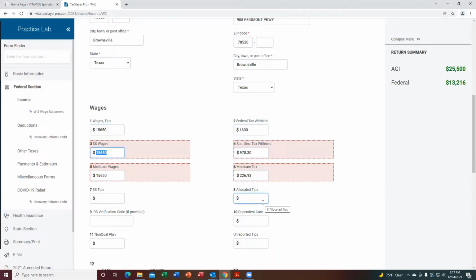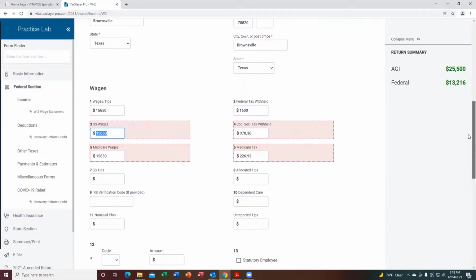And I forgot to mention, as you start entering information, you already start seeing AGI on the far upper right and federal refund. If the federal refund appears in green, that means it's a refund. If it appears in red, that means that they owe.